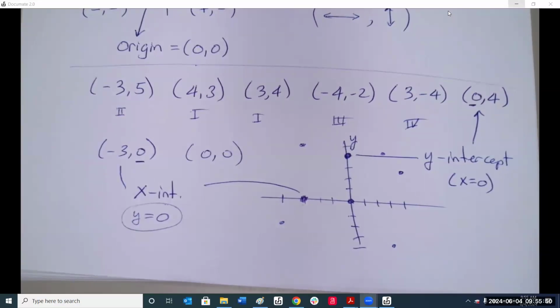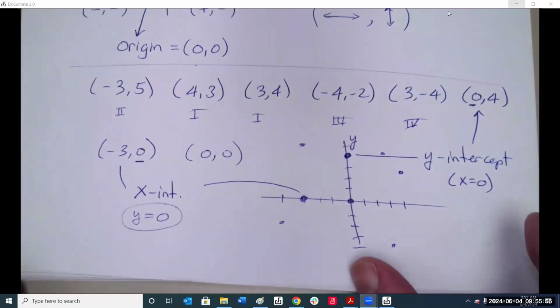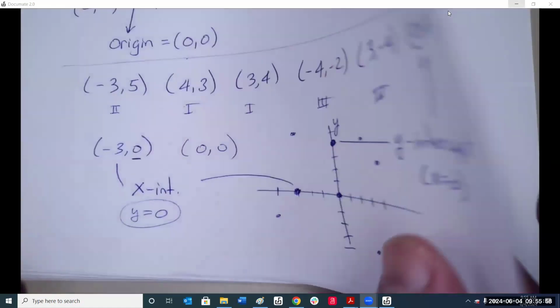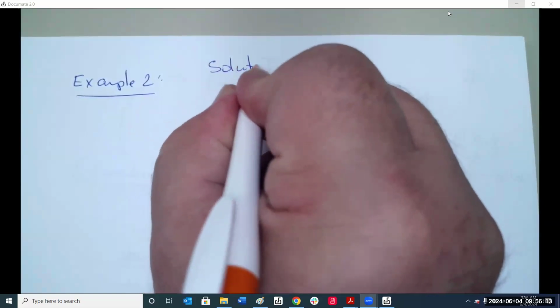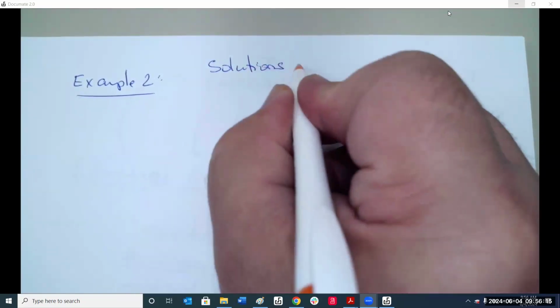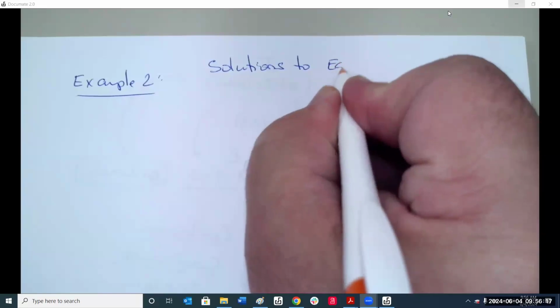So far, so good. Because now we're going to look at describing how graphs of lines and curves and stuff like that, how they relate to all this stuff. This is solutions to equations.